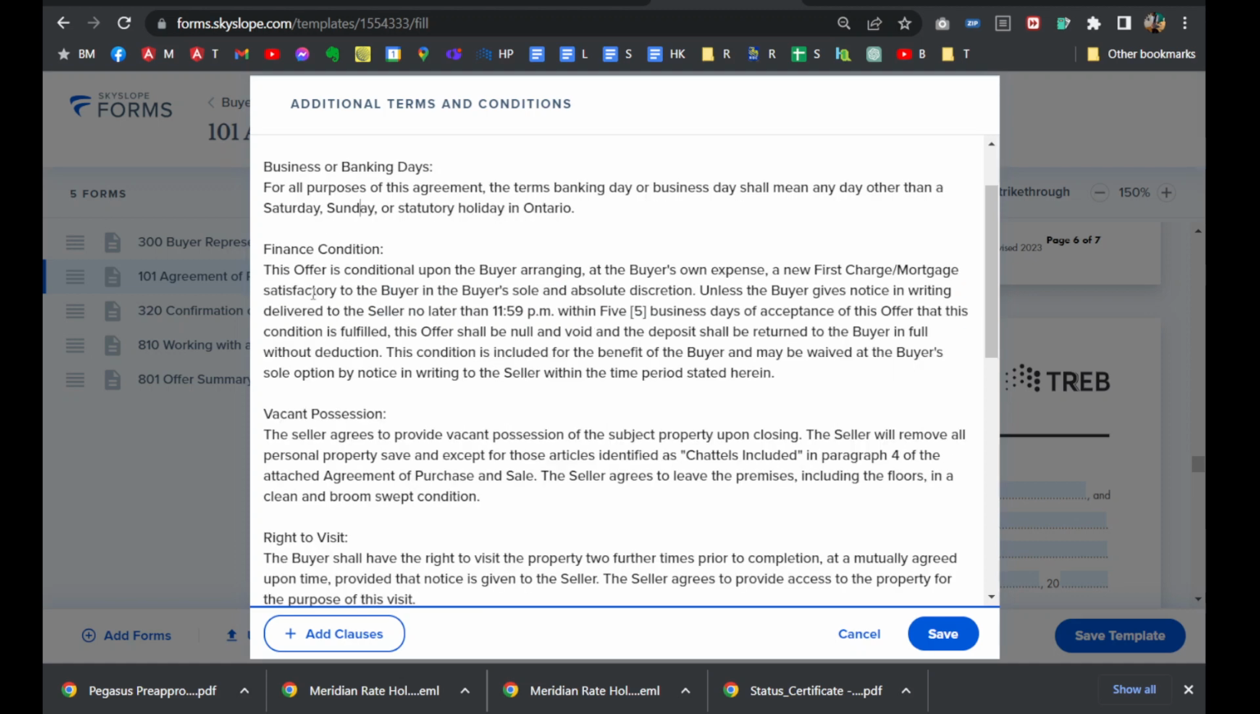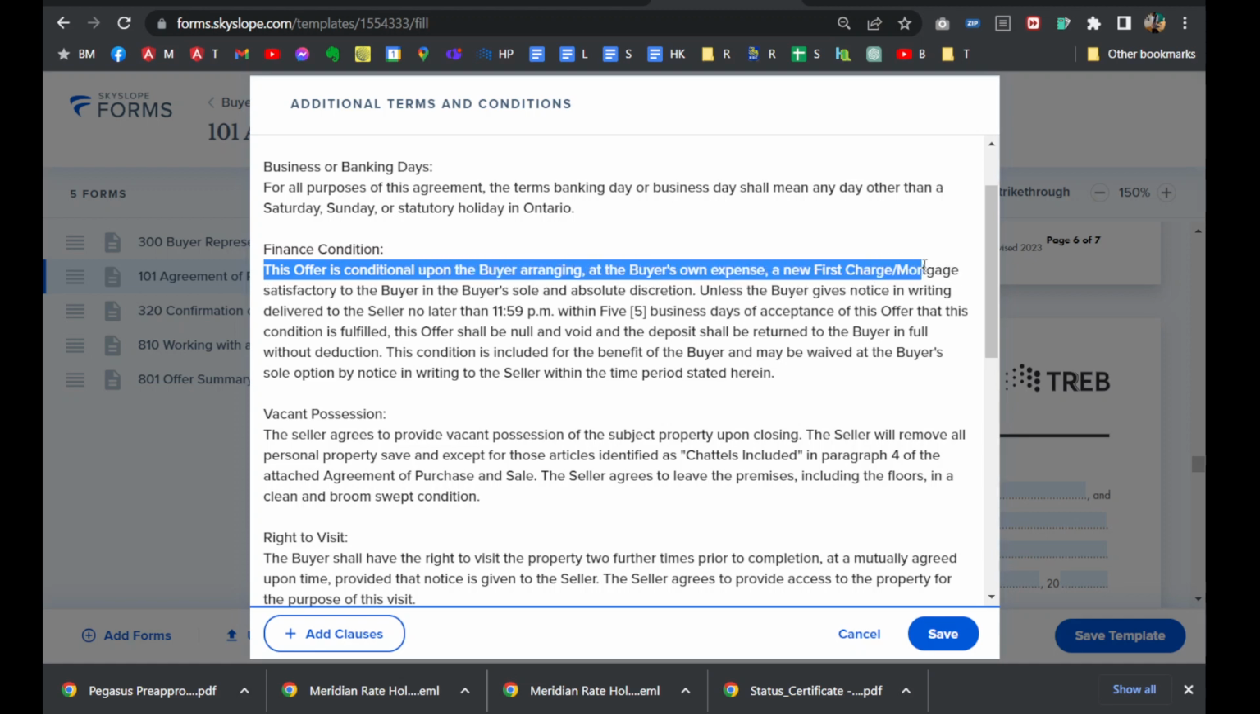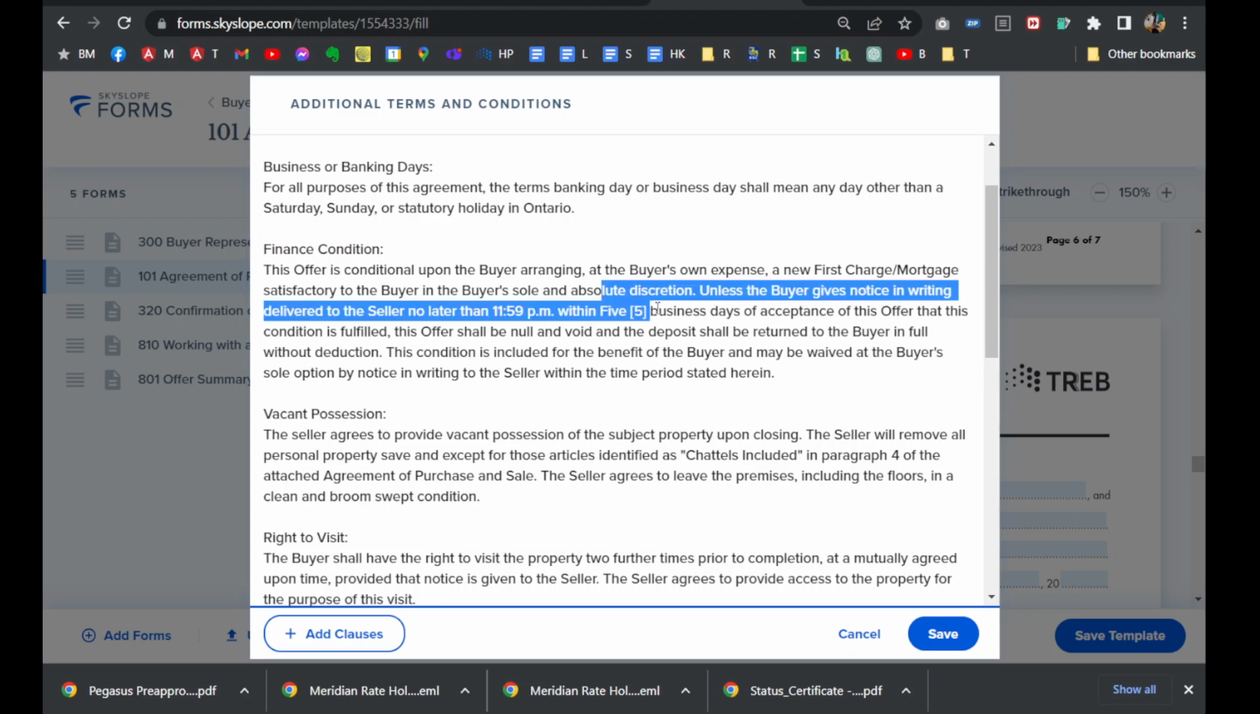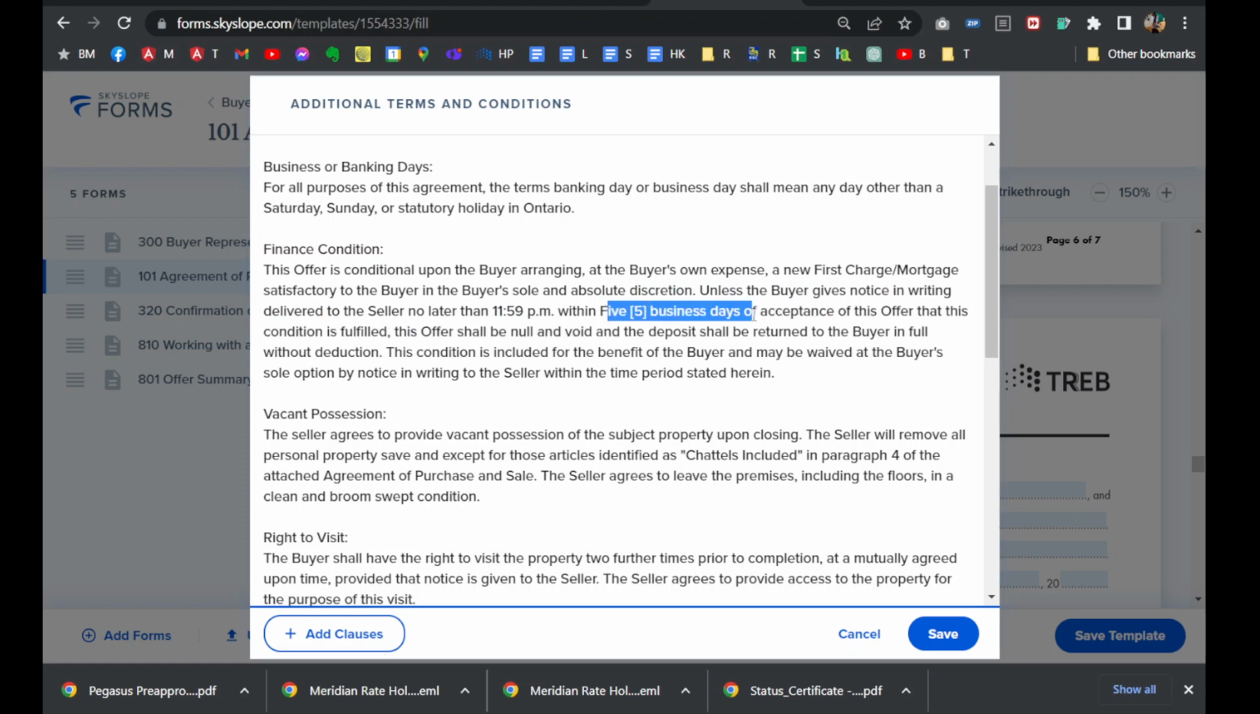Finance condition. This is a big one, and most offers should have this. This offer is conditional upon the buyer arranging at the buyer's own expense a new first charge or mortgage, satisfactory to the buyer in the buyer's sole and absolute discretion. So unless the buyer gives notice in writing delivered to the seller, no later than 11:59 within 5 business days, that's usually going to be a week, unless you're on a holiday, of the acceptance of this offer, that this condition is fulfilled, this offer shall be null and void, and deposit shall be returned to the buyer in full without deduction.